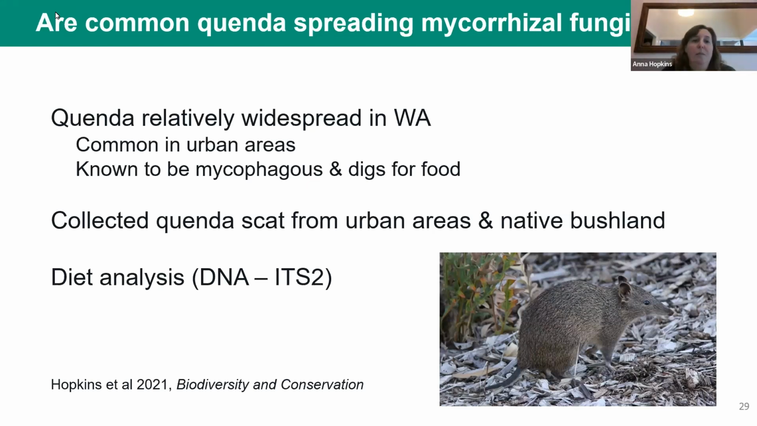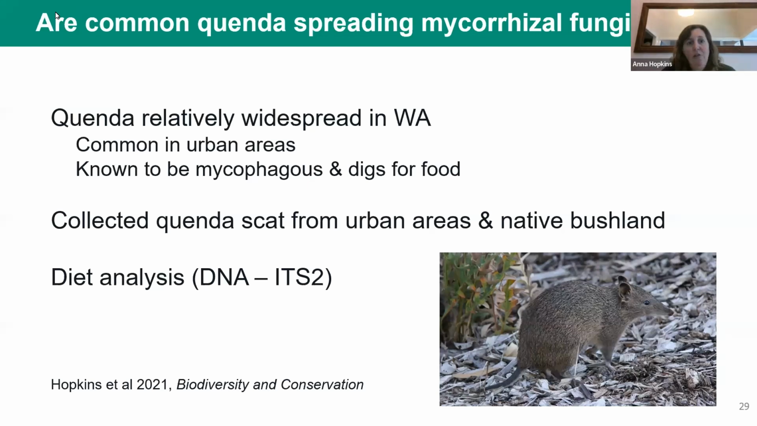Quenda are known to be mycophagous, but they're not obligately mycophagous. They're quite omnivorous. So they eat insects, they eat plants, they eat roots and corms and things that they dig up from underground. They eat termites and earthworms that they dig up from underground. But they also do eat fungi too.